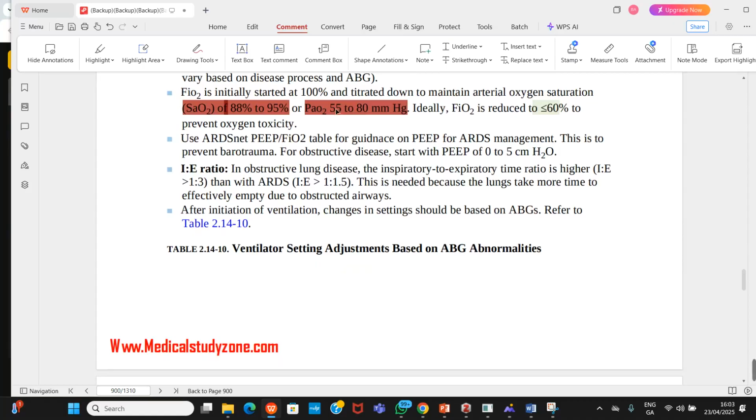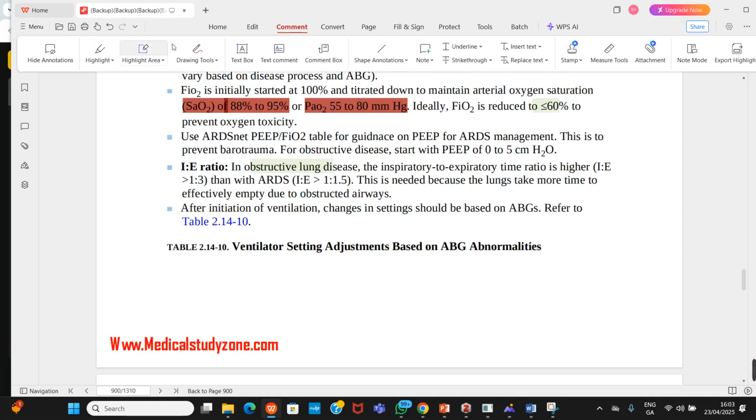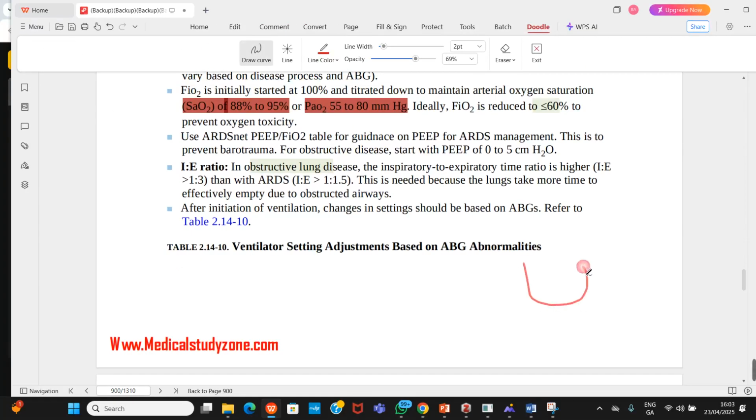You can start your FiO2 at 100, but titrate it down. Don't leave it at 100. You start at 100 to get the person to the maximum, but then bring it down to less than 60 to prevent oxygen toxicity. And don't forget the target is to get our PaO2 to more than 55 if possible, and SpO2 to more than 88 if possible. The I:E ratio, that's the inspiratory-expiratory ratio. Definitely in people with obstructive lung disease, you want them to spend more time in expiration, because the problem in obstructive lung disease is that there is narrowing at expiration.